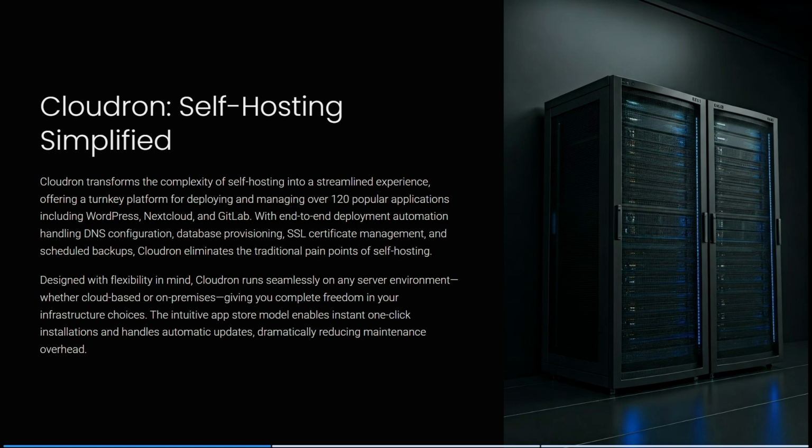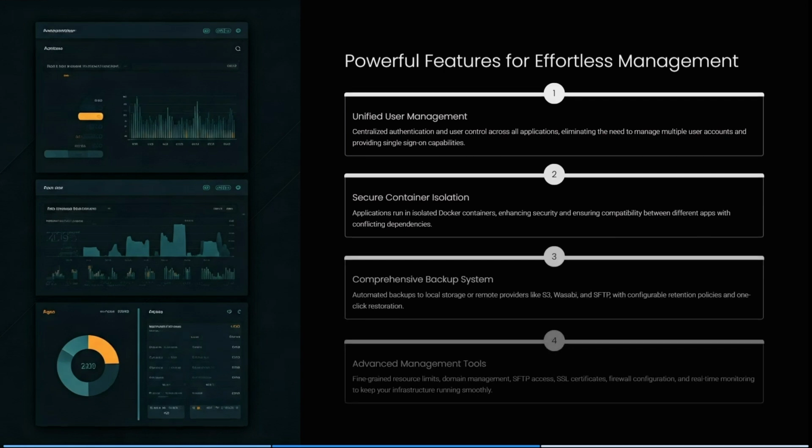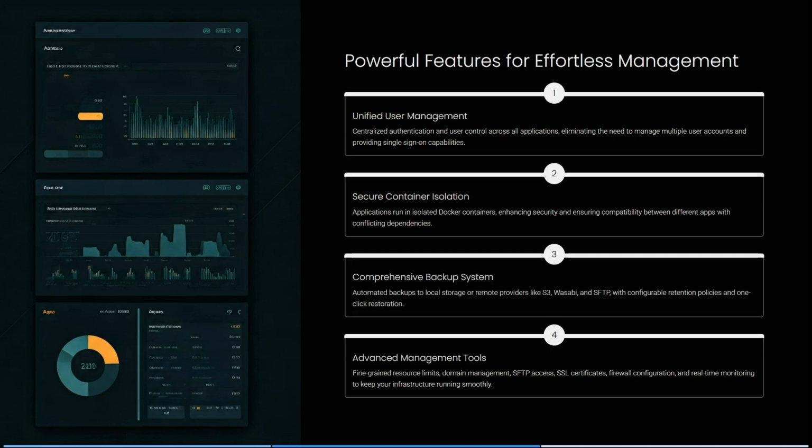The intuitive App Store model enables instant one-click installations and handles automatic updates, dramatically reducing maintenance overhead. Some of their powerful features for effortless management include a unified user management system. So this is centralized authentication and user control across all of your applications, and it eliminates the need to manage multiple user accounts, and it provides a single sign-on capability. You also get secure container isolation. So applications run in isolated Docker containers, enhancing security and, of course, ensuring compatibility between different apps with conflicting dependencies.